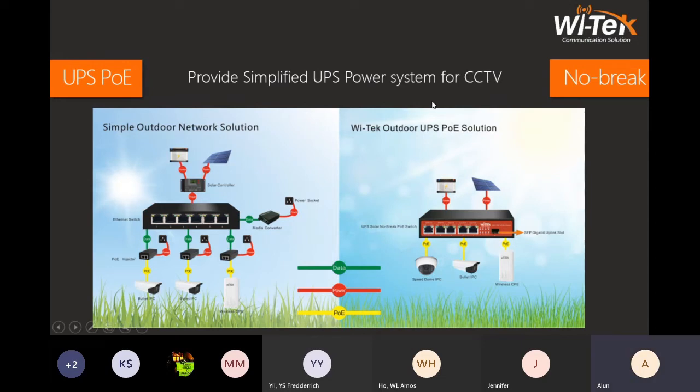And before, maybe some system installers also used a solar solution, but they needed a very complicated solution. He needs to choose the solar controller, the solar panel, the battery, and use a switch. And if he wants to use a fiber uplink port, he needs to add a media converter. And if he has a different PoE standard, he needs to use a PoE injector from 48 to 24 volt, 24 watt. And now, if he uses our Wi-Tek UPS PoE switch, it is all in one, and he doesn't need to think about more.